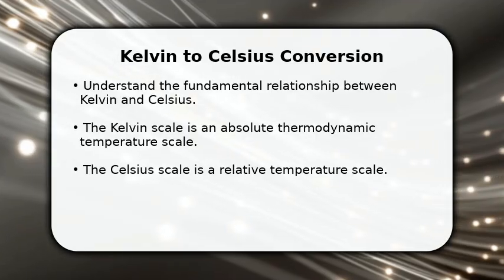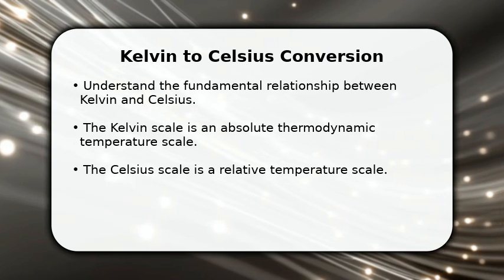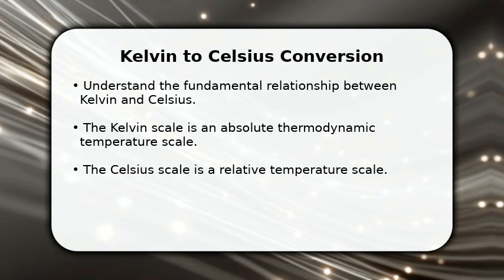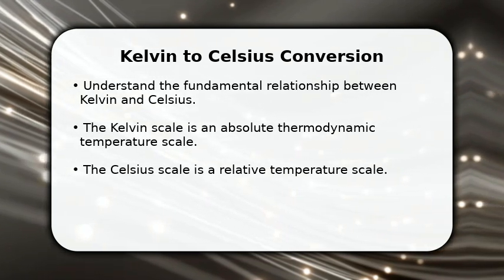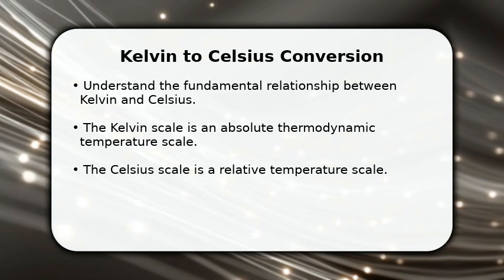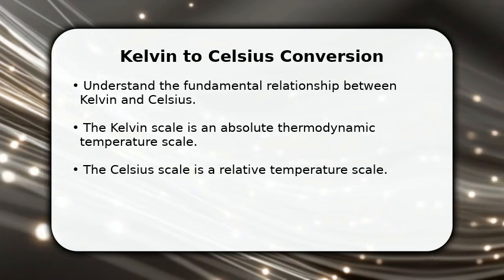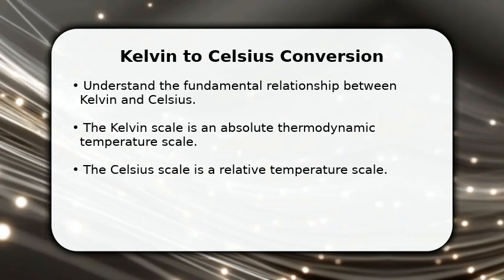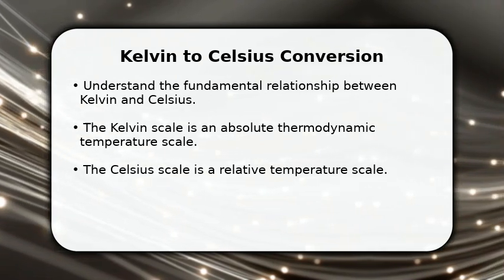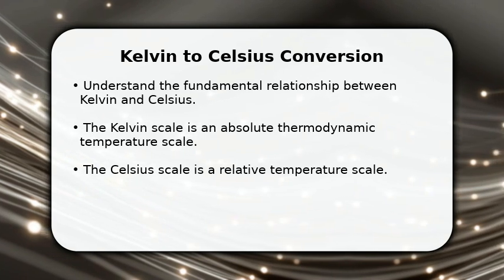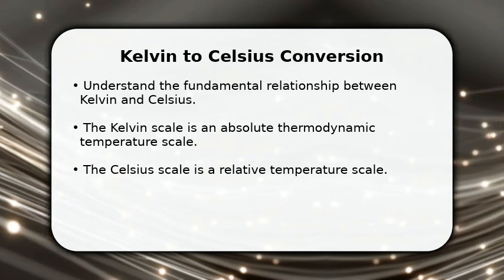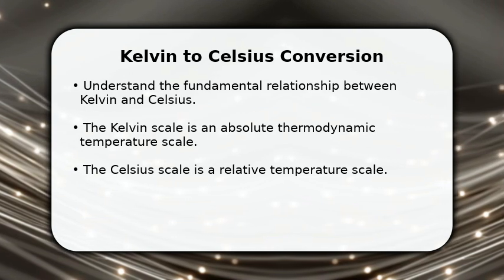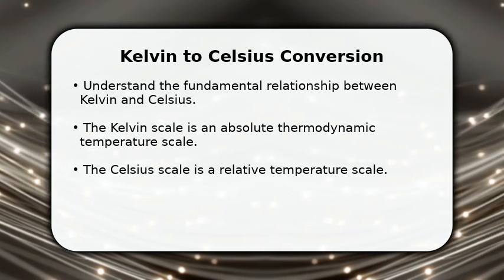In this video, I will explain how to find Celsius from Kelvin. The Kelvin scale is an absolute temperature scale, meaning 0 Kelvin represents absolute zero, where all molecular motion ceases. The Celsius scale, however, is a relative scale, with 0 degrees Celsius defined by the freezing point of water. Understanding this difference is key to accurate temperature conversions. We'll walk through the simple formula to convert Kelvin to Celsius, ensuring you can easily perform this calculation.